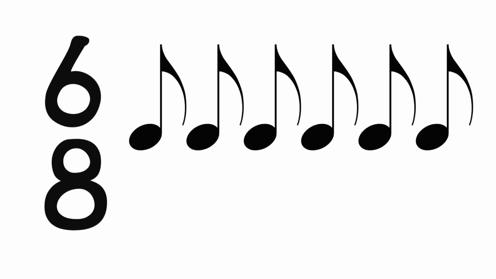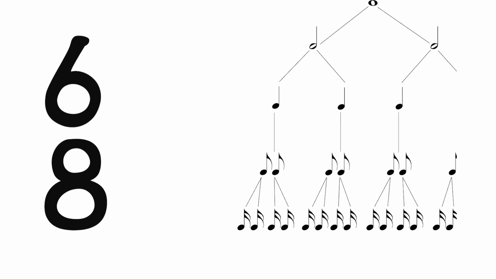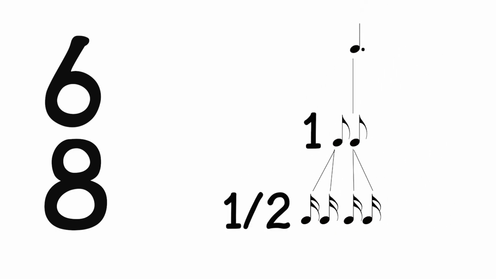So if we use this time signature, we will have 6 eighth notes in one measure. The eighth note receives the beat, the 16th note will receive a half a beat, and the dotted quarter will receive 3 beats.